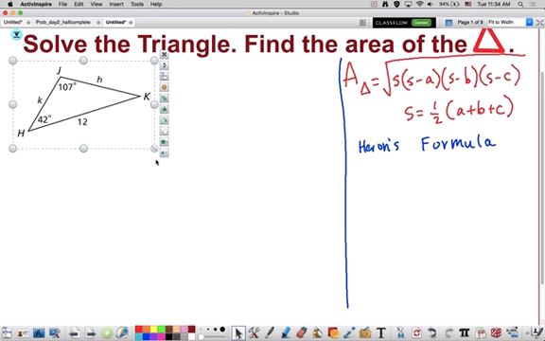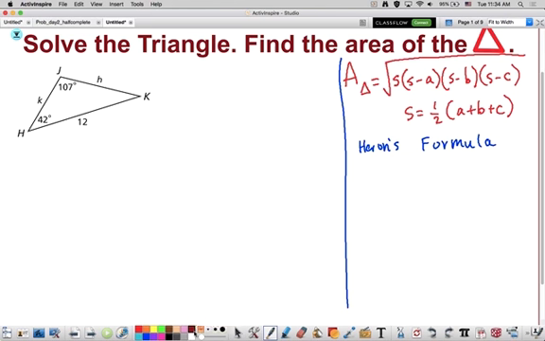Keep your space here. Okay, so Julia's going to help us out today. Ask her questions if you have any. Okay, so first, in order to find the area, we have to know the sides.